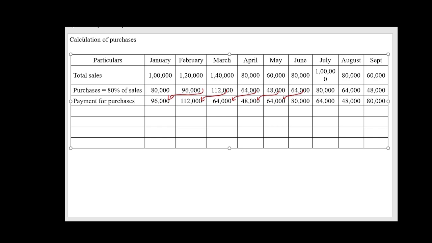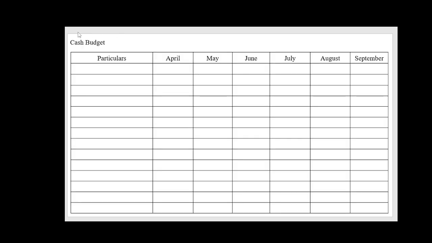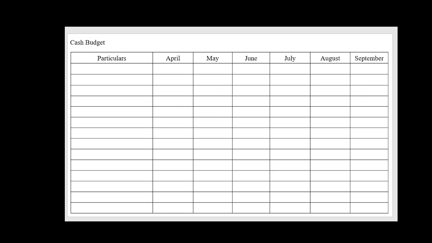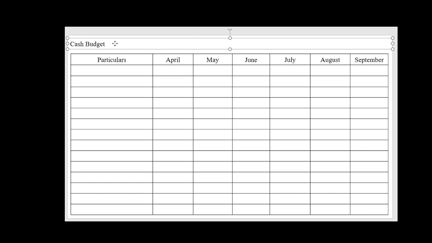Okay, more or less we have done all the calculations. Now we can go ahead and prepare the cash budget. They have asked us to prepare a monthly cash budget for 6 months beginning from April 2021. So let us prepare the monthly cash budget for the months of April to September 2021, for 6 months.